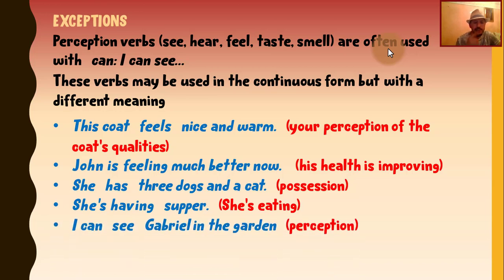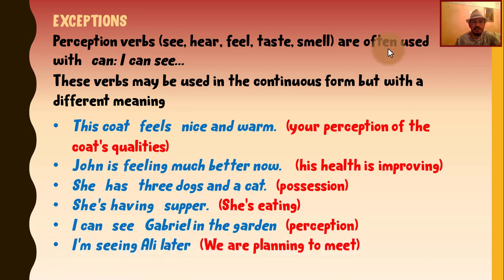Another example, I can see Gabriel. Here we're talking about sight. I can see him. He's right there. He's sitting. I can see Gabriel in the garden. But if you say, I am seeing Ali later, we are not talking about sight. We are talking about meeting. Okay? We are planning to meet. Like if you say, I am seeing a doctor next week, it means I am visiting a doctor. I am meeting the doctor. I hope you have understood these exceptions, but you can understand these more with practice. The more you practice, the easier it becomes for you.